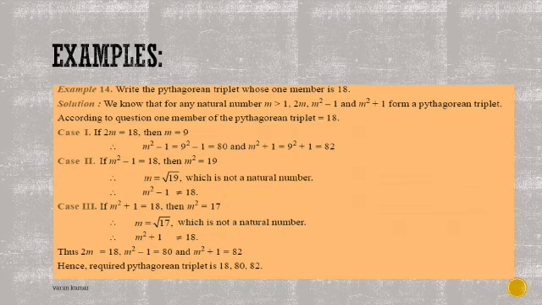Now if m square minus 1 equals 18, then m square equals 19, m equals root under 19, which is not a natural number. So m square minus 1 is not equal to 18. If m square plus 1 equals 18, then m square equals 17, m equals root under 17, which is not a natural number. So m square plus 1 is not equal to 18. Thus 2m equals 18, m square minus 1 equals 80, and m square plus 1 equals 82 form a Pythagorean triplet.